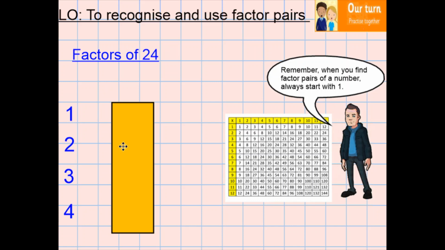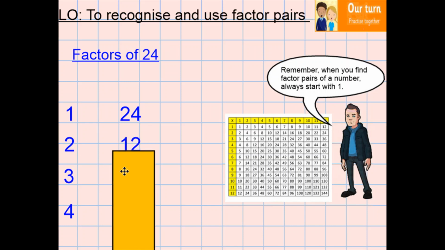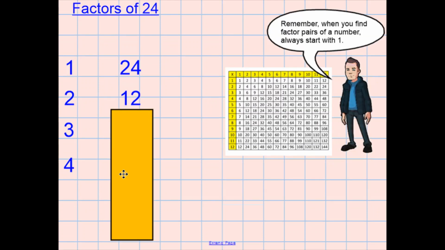How did you get on with that? Let's have a look together. So we know that 1 would go with 24 because 1 times 24 is 24. Or we could find 24 lots of 1 in 24. Can you work out what 2 would match with? How many 2's would go into 24? Yes, that's right, it's 12. And we know that 2 times 12 is 24.